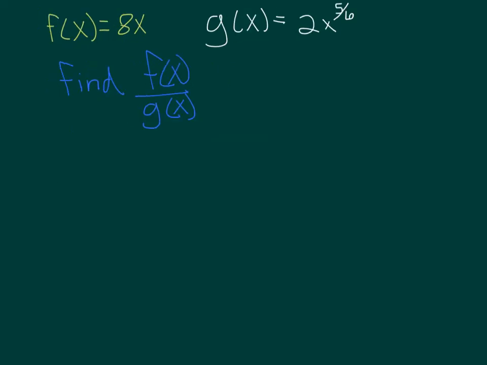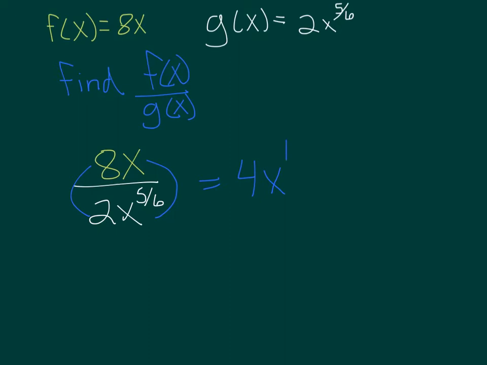Now this time we're going to use the same f and g of x, but we're going to find f of x divided by g of x. So we need to take 8x and put it over 2x to the 5/6 power. So when you do this, you're going to do 8 divided by 2 is 4. And then when you do x divided by x to the 5/6 power, remember you subtract your exponents. 1 minus 5/6 is 1/6. So that equals 4x to the 1/6 power.